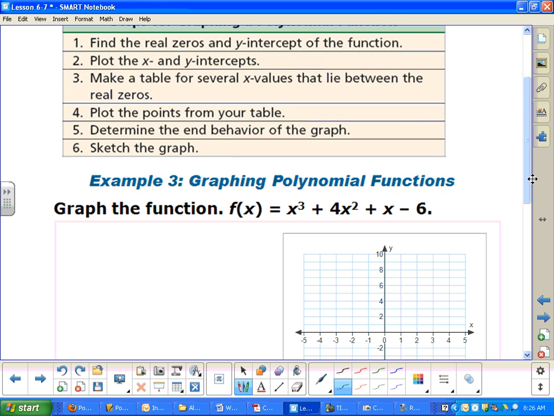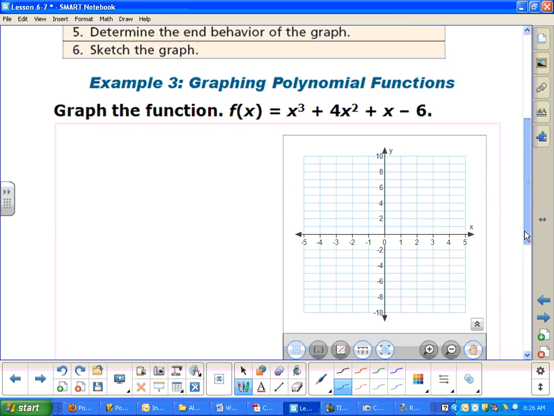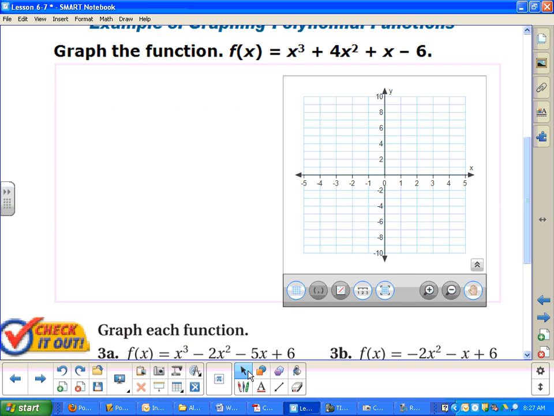The y-intercept, what is it? Okay, so I know that on my graph, I am going to have a y-intercept at -6. Okay? All right, what else?